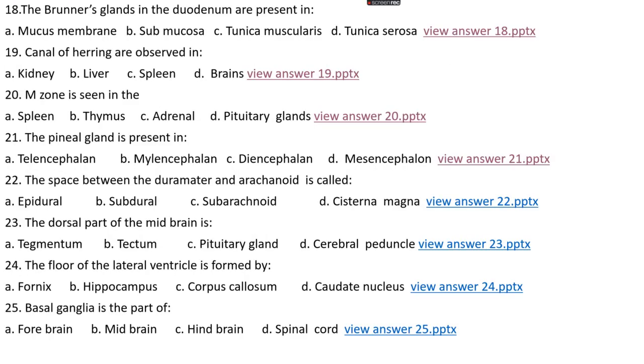Okay. Question number 22. The space between the dura mater and arachnoid is called option A, epidural space, option B, subdural space, option C, subarachnoid space, option D, cisterna magna. The right answer is option B, that's the subdural space.